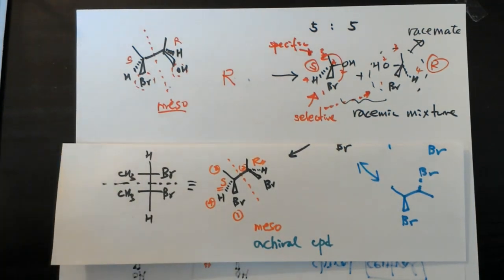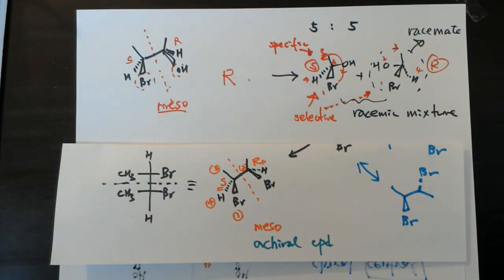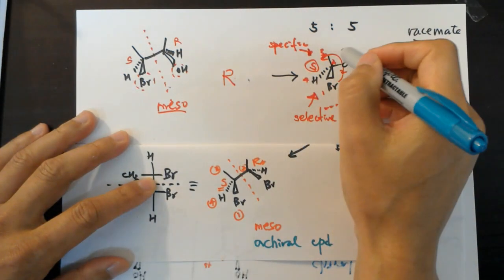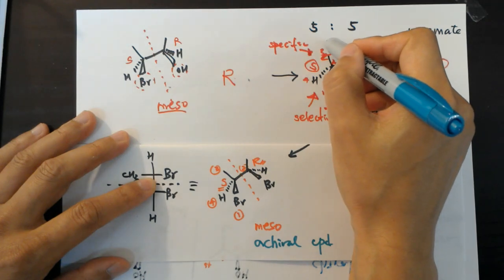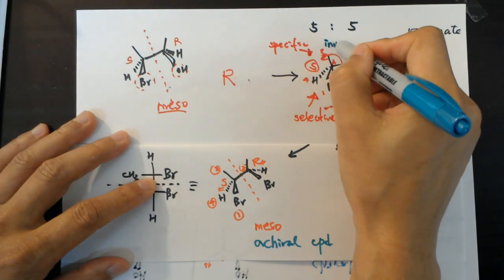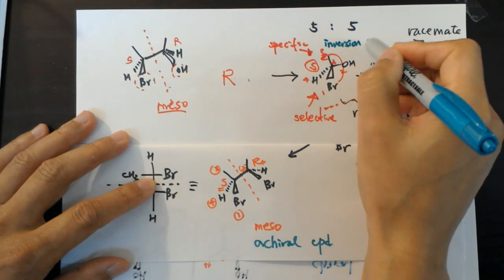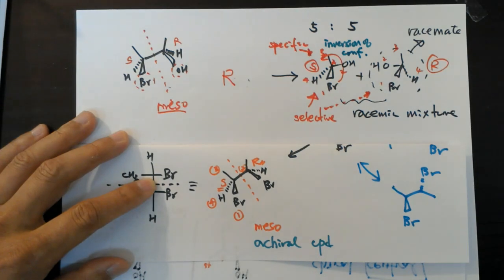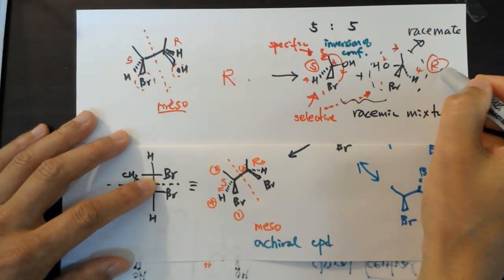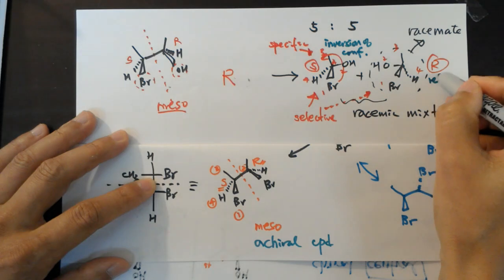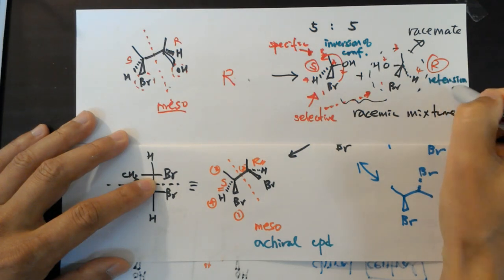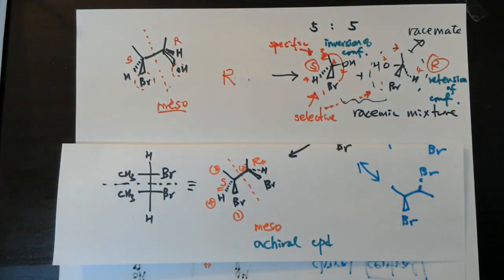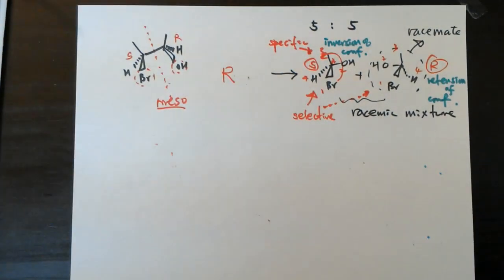And also, the molecule that has a different configuration, we say the molecule went through inversion of configuration. The molecule that has the same configuration, we say retention of configuration throughout the reaction. Alright then.